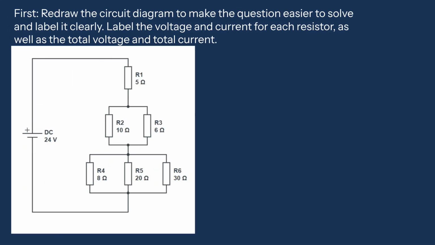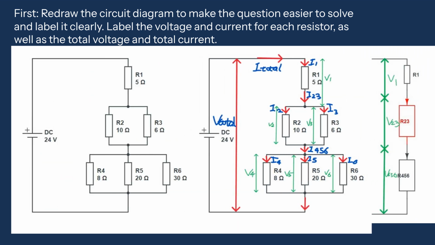First, redraw the circuit diagram to make the question easier to solve and label it clearly. Label the voltage and current for each resistor as well as the total voltage and total current. We can think of the equivalent parallel resistance R23 as a single, larger resistor that combines the effects of R2 and R3 in parallel. Similarly, R456 represents the combined effect of R4, R5, and R6 in parallel. By grouping them as R23 and R456, we simplify the circuit, making it easier to calculate the total resistance and current.